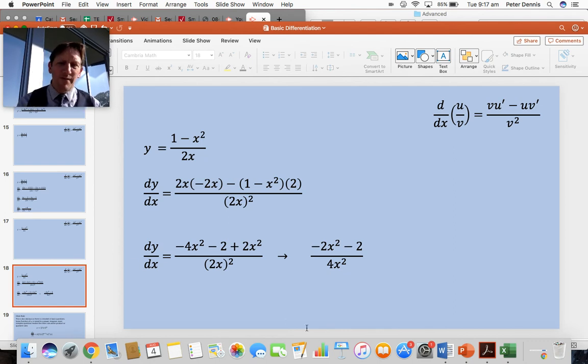Okay? Hopefully that has cleared it up. This formula is really the same as the product rule. It looks like you have to remember two, but this is just a plus.